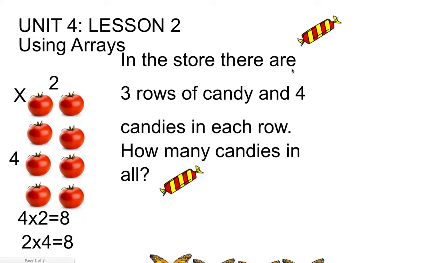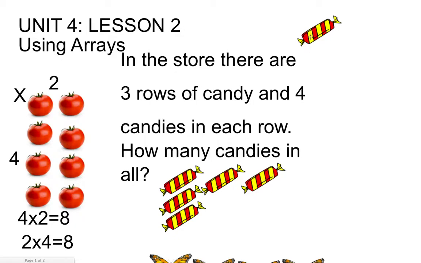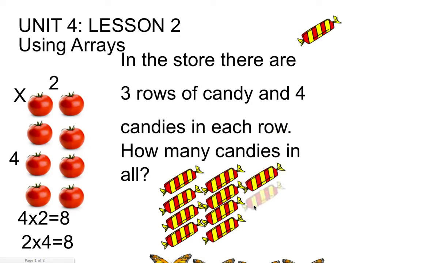So 1, 2, 3. And then in each row there's 4 of them. 1, so here's 2 now. Now there's 3. There's my 4. And I'm going to do the same thing. It's almost like you're filling in a chart, a big table here. It has to be the same because each row has 4 candies. My last one.